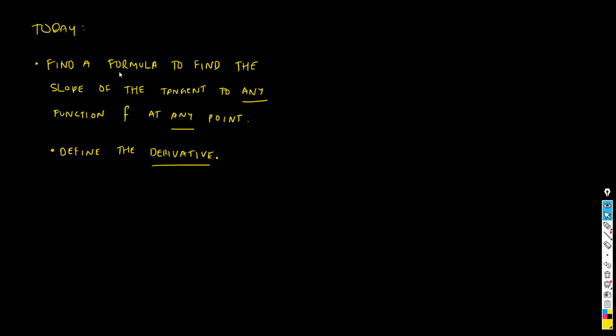We will find a formula to find the slope of the tangent to any function f at any point. So we cannot get any more general than this. And the second thing, we're going to define the concept of the derivative of a function. So let's start.